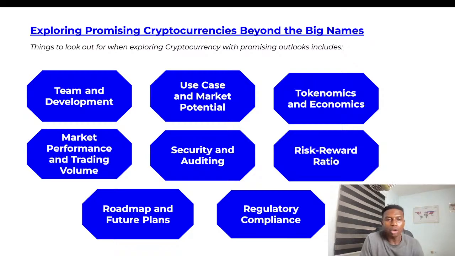Then we also look at roadmap and future plan. There's what we call roadmap and future plan. You get to see that in the white paper of every cryptocurrency project. So you go to their platform, check out their white paper, you read through their white paper. What are their future plans? Do they have room for potential growth? Do they have room for expansion? Do they have room for creating additional utility and use cases? These are the things you would see in the project's roadmap. And also the regulatory compliance must be intact.